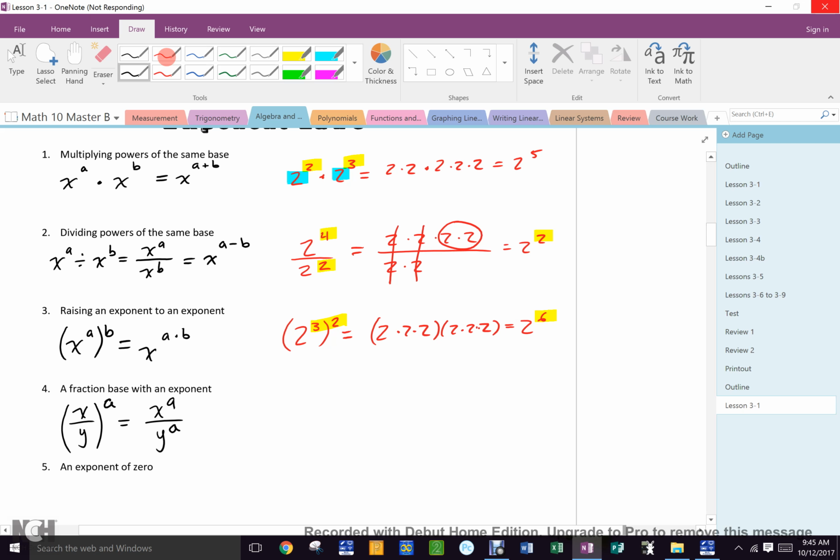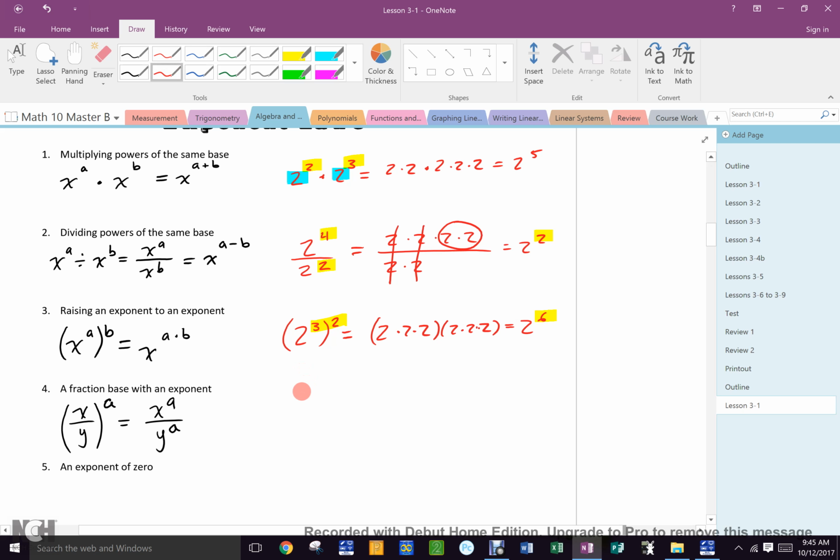So in the 9th grade, you saw this as this. 2/3 squared, which got you what? 2 squared over 3 squared, which got you 4/9. Right?